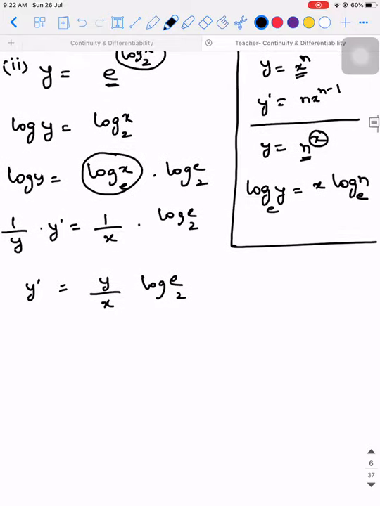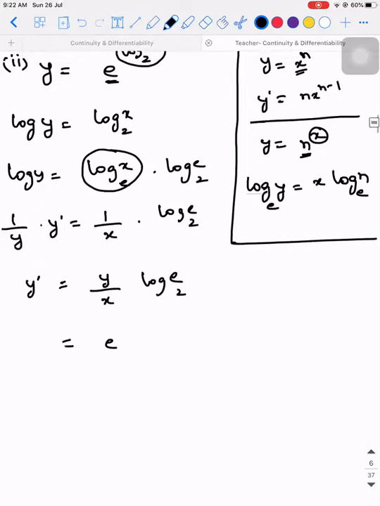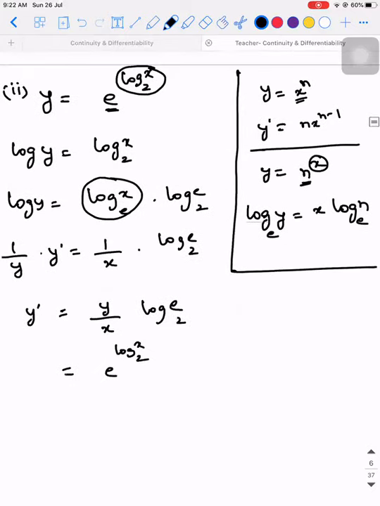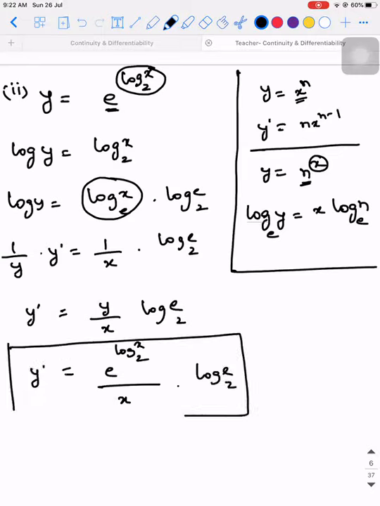But what is the value of y? Y is nothing but the question. So e power log x base 2 divided by x into log e base 2. This is y dash. Are you guys able to understand? So this is the required answer.